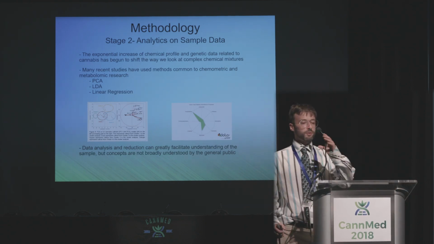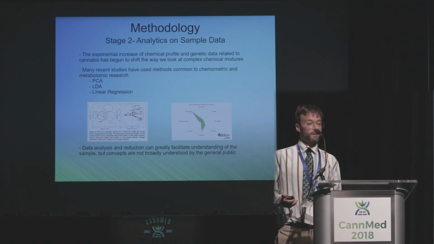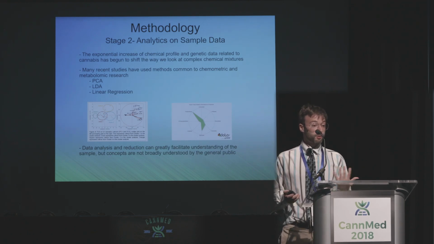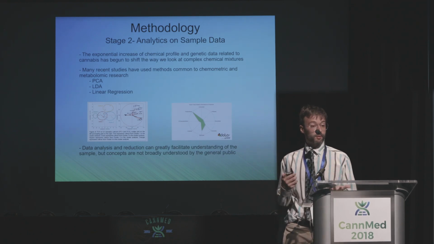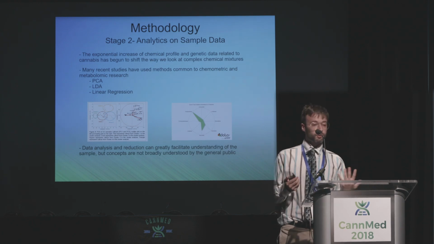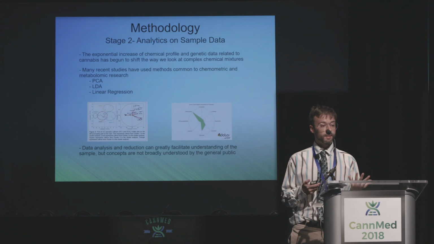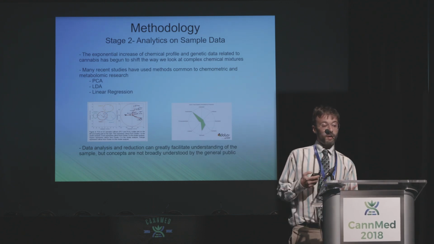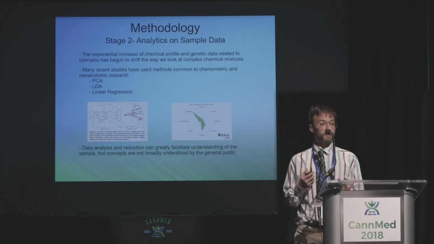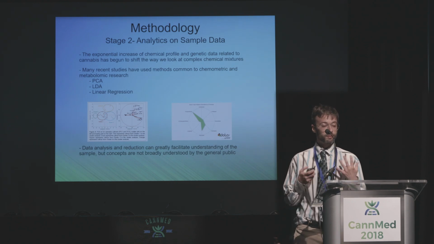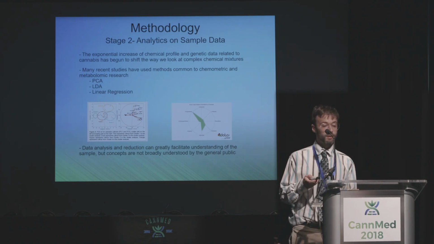So there's been an exponential increase in the amount of data associated with cannabis chemical profiles and genetic profiles. And as such, as we've seen today, a lot of traditional chemometric and metabolomic methods have been applied, including PCA, LDA, linear regression. And these are great, and what we want to do is take these and put them into a form that could be better understood and absorbed by the general public.